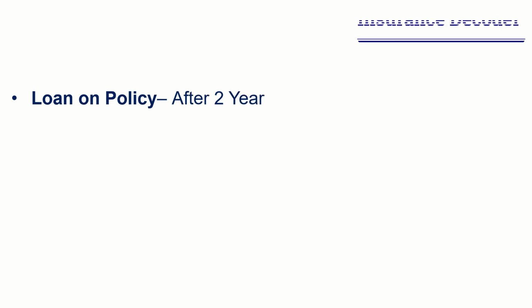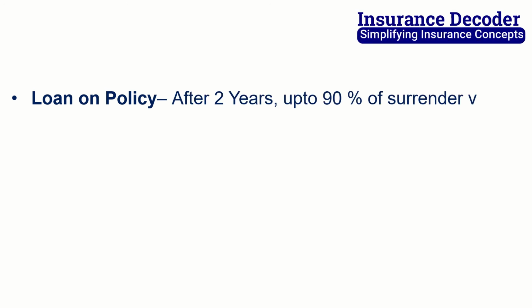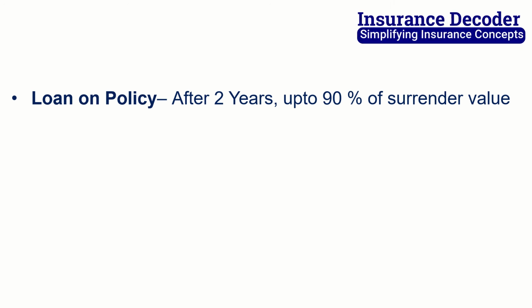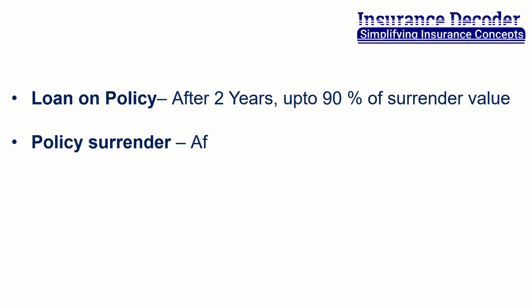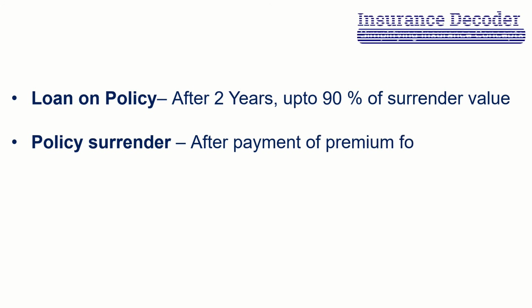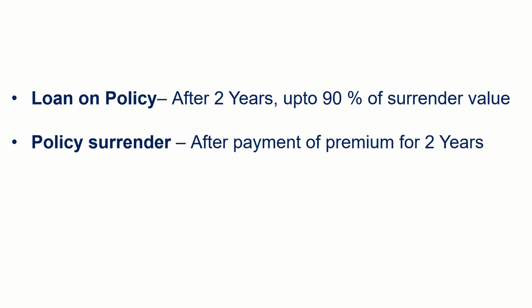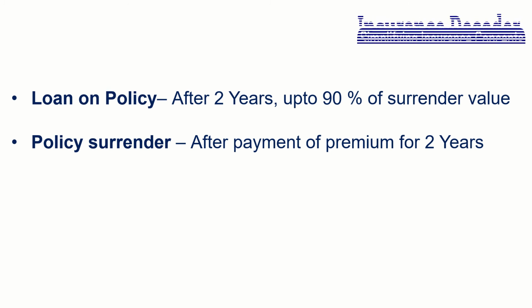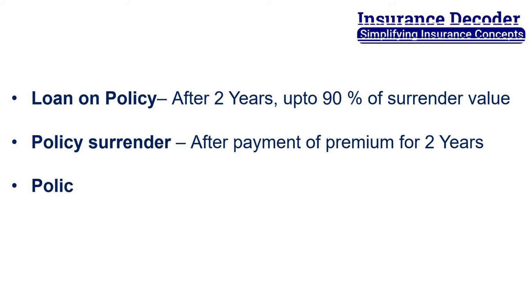Now comes the loan on policy. You are eligible for a loan on the policy after 2 years, and that loan amount will be up to 90% of the surrender value. Policy surrender: if you do not like the policy, you can surrender the policy after payment of 2 years. So before 2 years, you cannot surrender the policy. After 2 years, you can surrender the policy. LIC will give you the surrender amount.